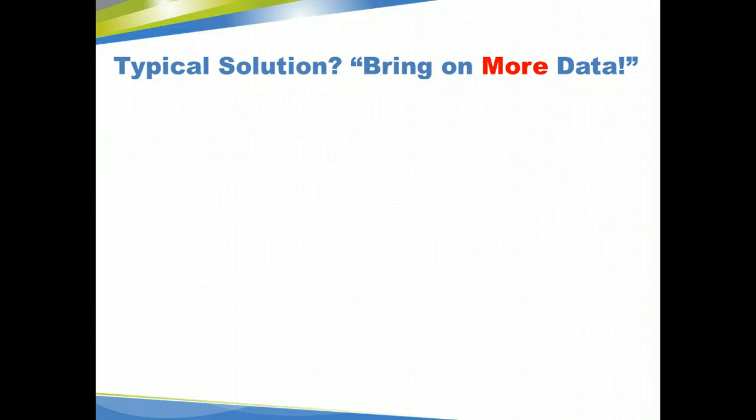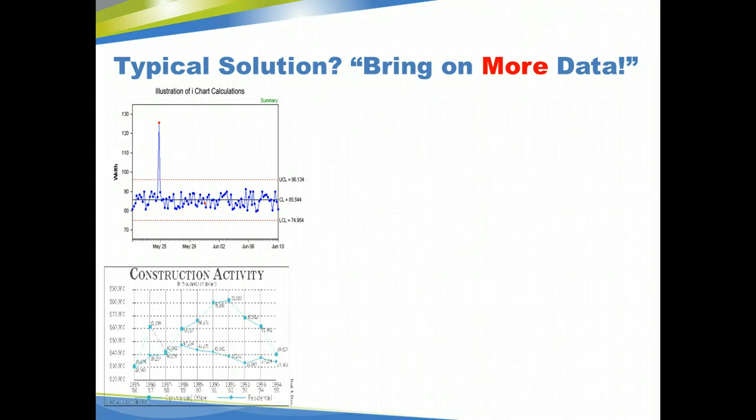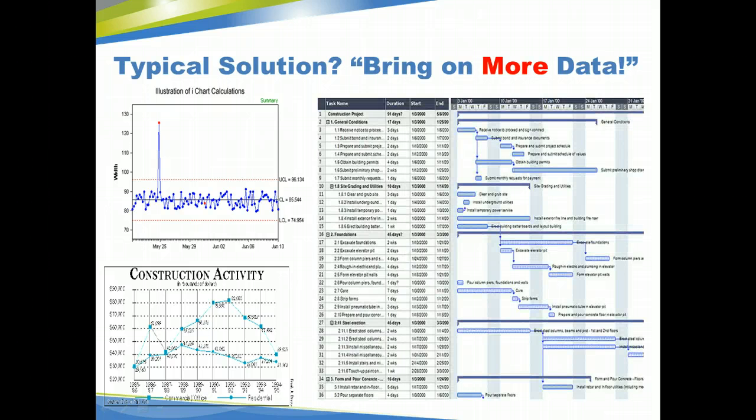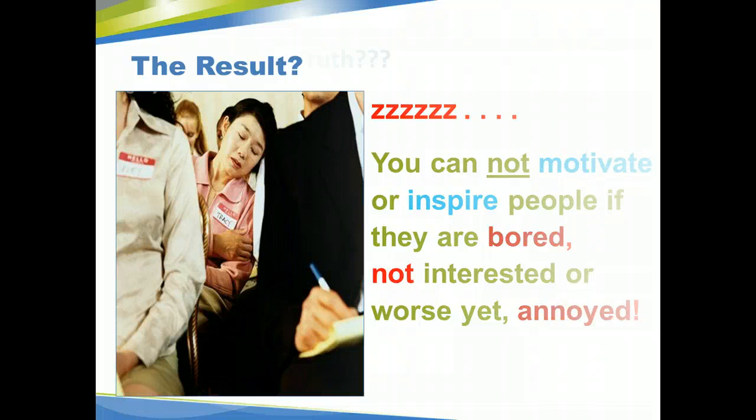What do most people try to do when they want to convince you of something? Well, if you're resistant, they usually bring out more numbers, more facts, more details, and they pile on all the data trying to convince you. What's the result with that when you pile on all the data? Yeah, exactly. You cannot motivate or inspire people if they're bored, worse yet, annoyed.